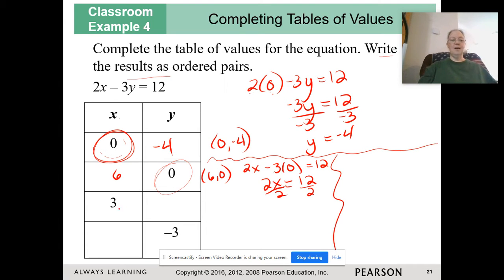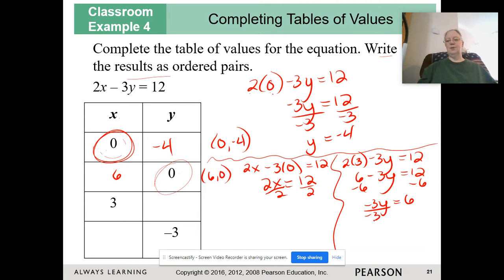All right. This time I've got 3. I'm going to plug in 3 for x. So 2 times 3 minus 3y is equal to 12. 2 times 3 is 6. And I need to subtract my 3 and divide by -3. And I get a y value of -2. So 3, -2 is my ordered pair.